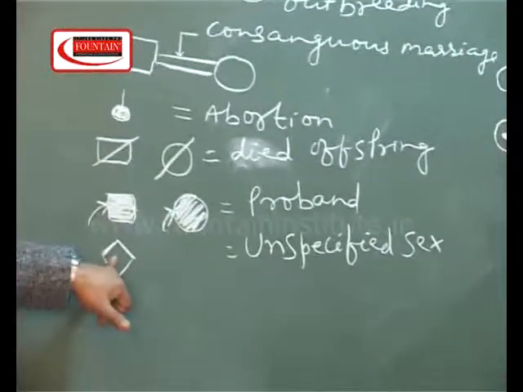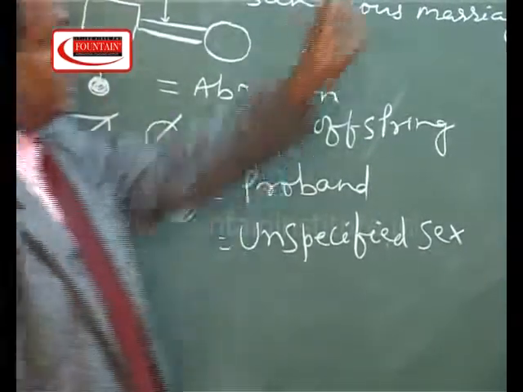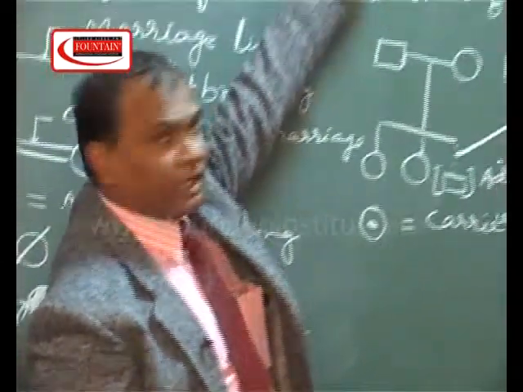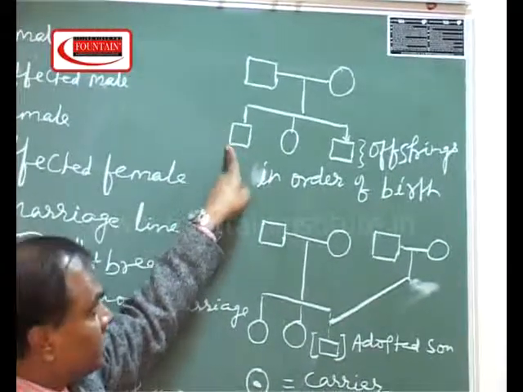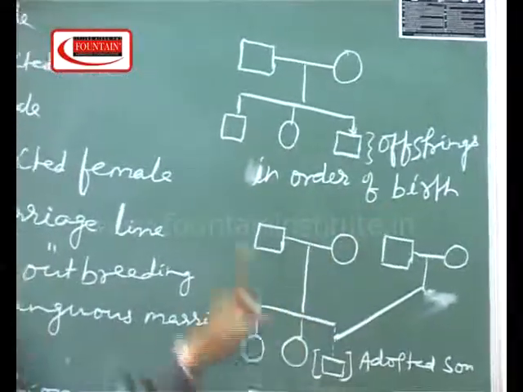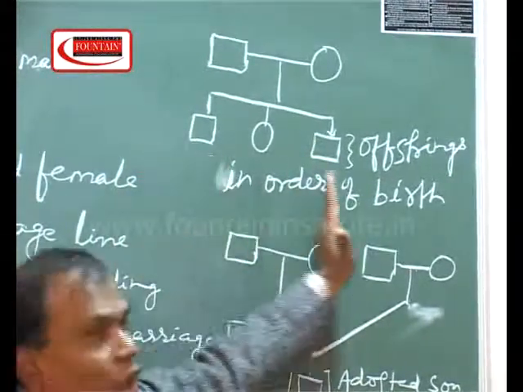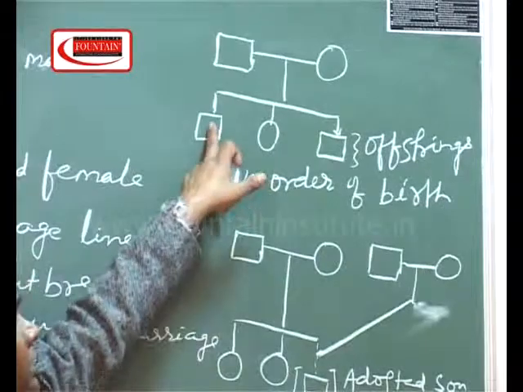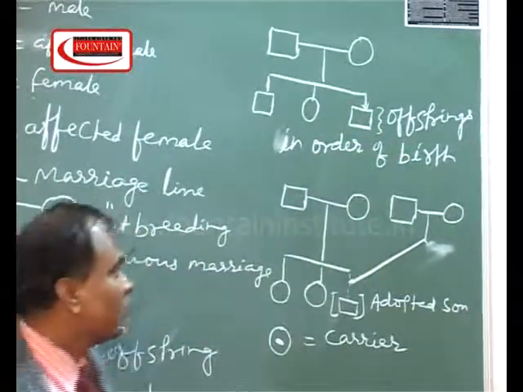And this kind of symbol represents unspecified sex. Likewise, in this column, we can see that this represents the second generation. Second generation means offspring, and we move from left to right in terms of order of birth. It means this is the eldest one and this son is the youngest one.